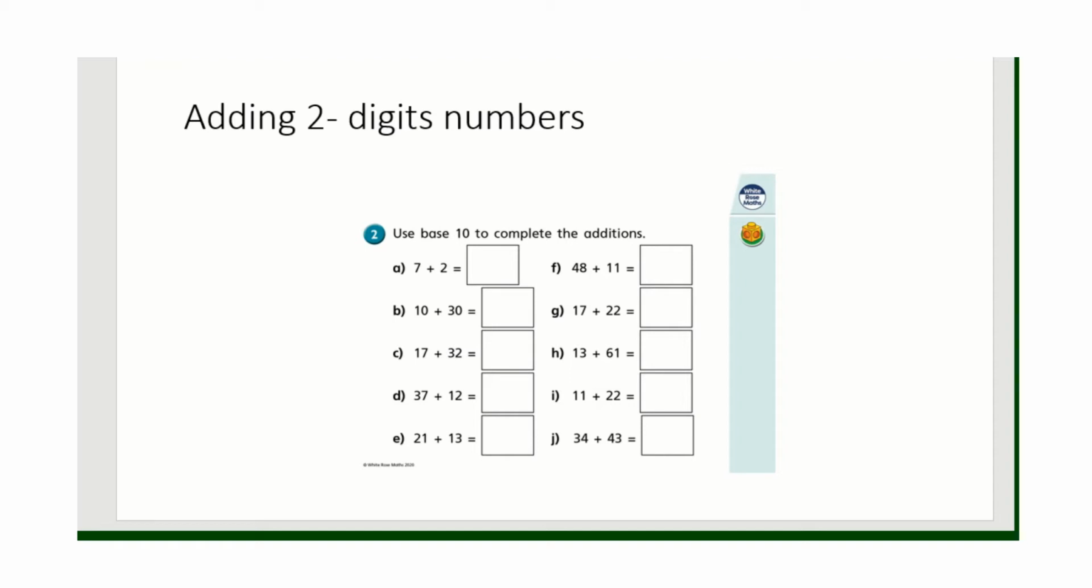13 add 61. So we draw 1 ten and 3 ones. We draw 6 tens and 1 one. Then we combine. We know that 1 ten add 6 tens is 7 tens. 3 add 1 is 4. Combine it together makes 74.